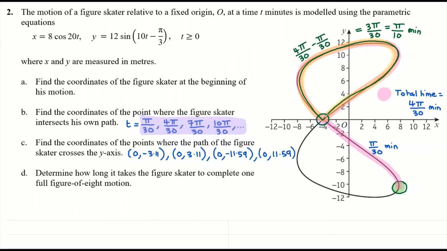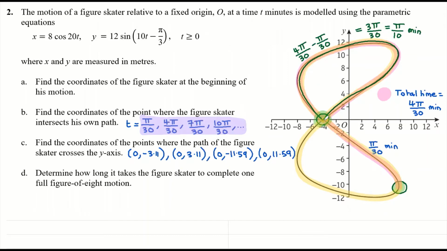So that tells us that the upper branch, this path here that I'm just going over again, took pi over 10 minutes. Now we can just check that the bottom loop would take exactly the same amount of time. By the time it gets to the x-intercept again, which is right here, that's a total of 4 pi over 30 minutes. Now the journey is going to continue. He's going to carry on along here, go back through the original starting point, and then get back to there.